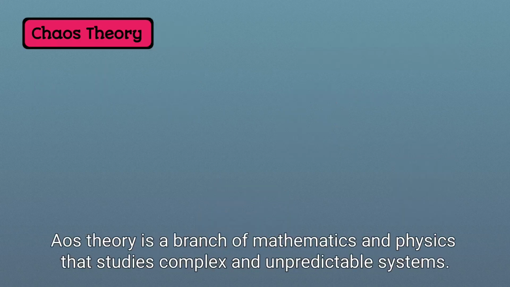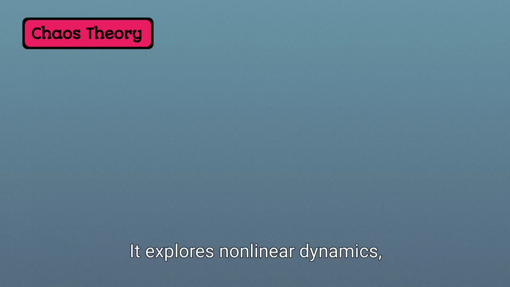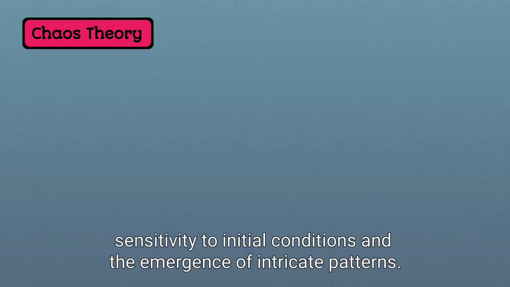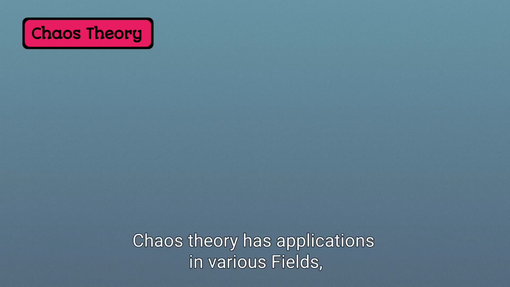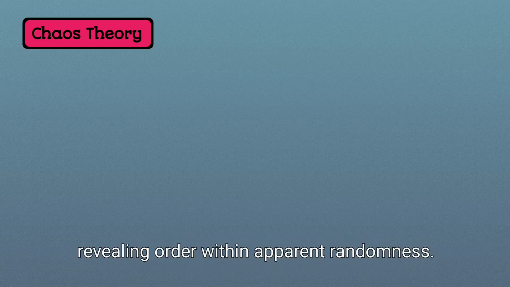Chaos theory is a branch of mathematics and physics that studies complex and unpredictable systems. It explores nonlinear dynamics, sensitivity to initial conditions, and the emergence of intricate patterns. Chaos theory has applications in various fields, including meteorology, biology, and economics, revealing order within apparent randomness.